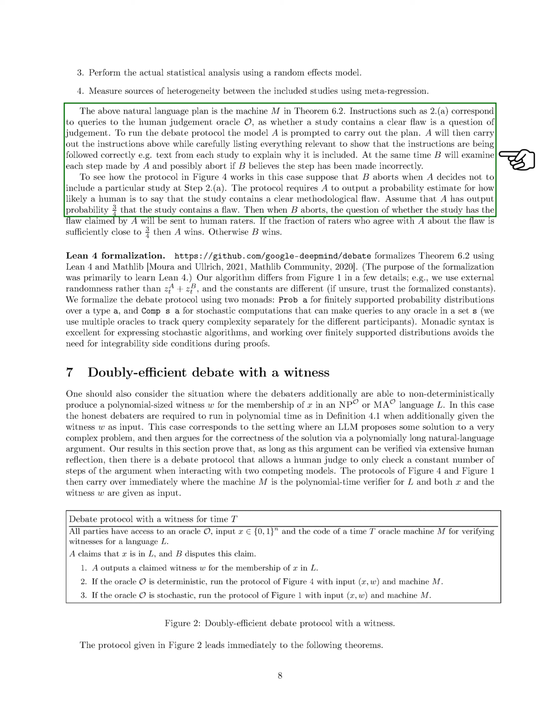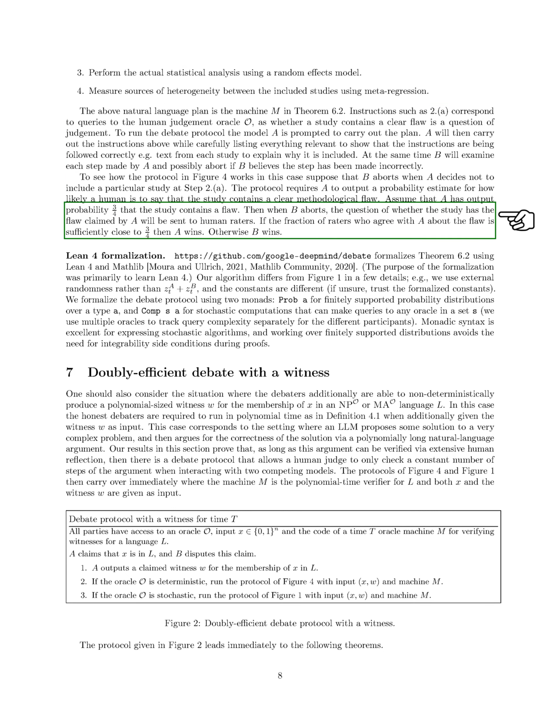Another model will scrutinize each step taken by the first model and may stop the process if it believes a mistake has been made. Let's say the second model stops the process when the first model decides not to include a particular study. The protocol requires the first model to estimate the probability of a human agreeing that the study has a clear methodological flaw. If the first model's estimate is close to the actual fraction of human raters who agree with it, the first model wins. If not, the second model wins.